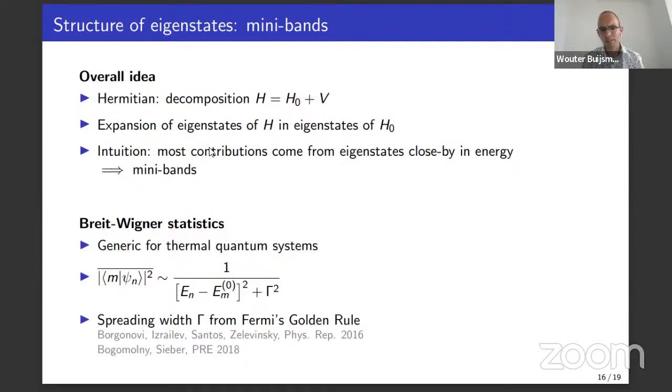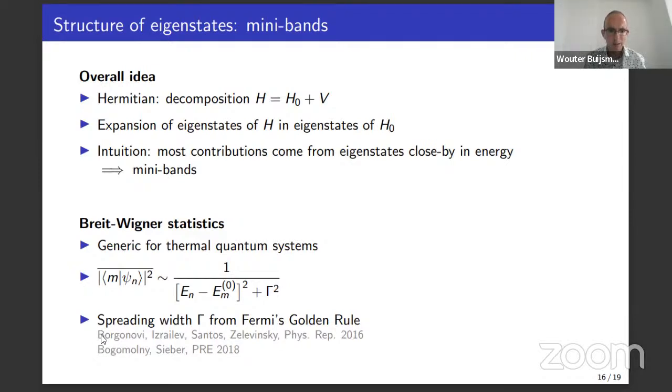What you then intuitively expect is that the most significant contributions come from eigenstates of the reference system which are close by in energy. So this perturbation only hybridizes eigenstates of the reference system which are close by in energy. In quantum ergodicity, this goes under the name of Breit-Wigner statistics. In the context of the Rosenzweig-Porter ensemble, this is also referred to as mini bands. These statistics are kind of generic for quantum thermal many-body systems.